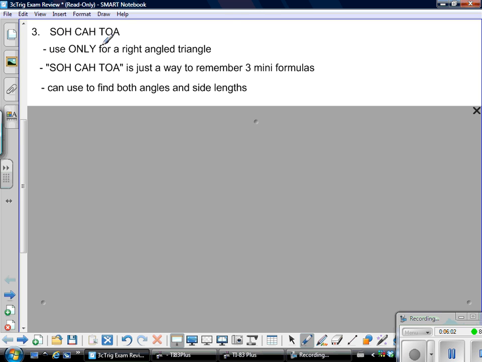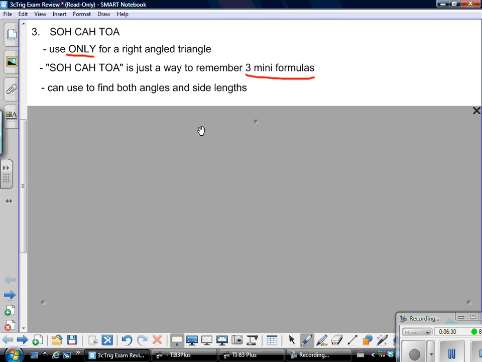Now, first of all, you can only use SOHCAHTOA if you have a right angle triangle. If you don't have a right angle triangle, you better not use it because it's automatically wrong and I'm not going to even look at it. Okay? Now, the whole point of SOHCAHTOA is it's just a way to remember 3 mini formulas. These are 3 formulas. That's why they made you memorize it. And you can use SOHCAHTOA to find both angles and side lengths.